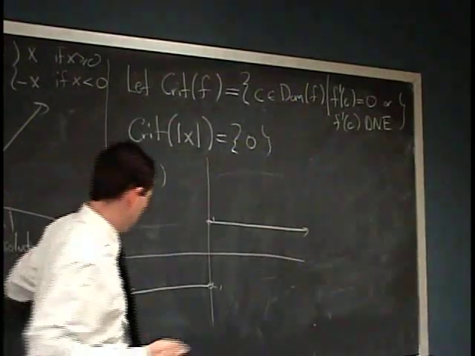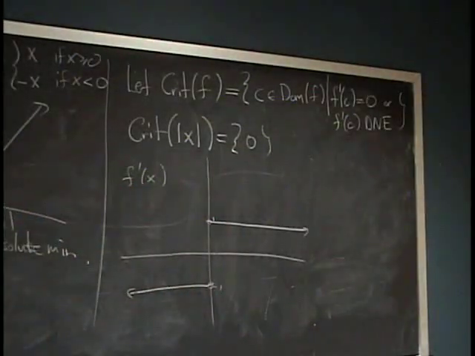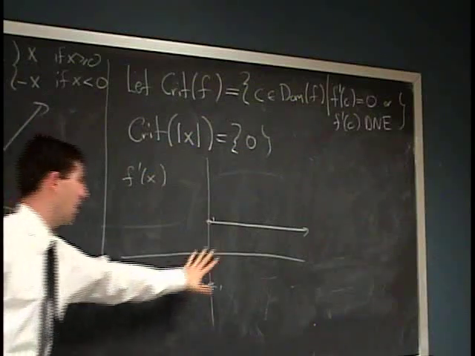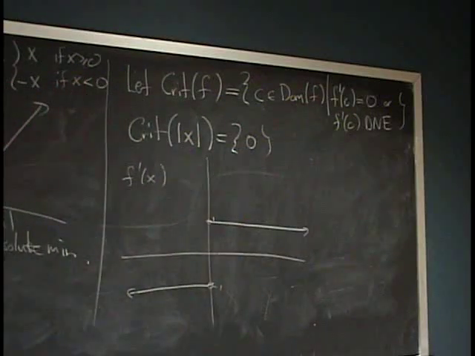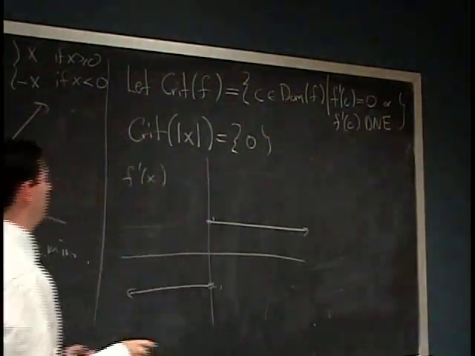So it's negative and then positive. So this tells you you had a local min. Right? And you do get a hole at 0 in the derivative. But you don't have a hole in the graph of the function. That is defined at 0. It's 0. Okay. So these are the critical numbers.